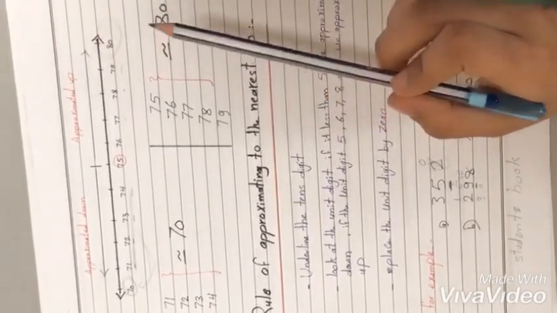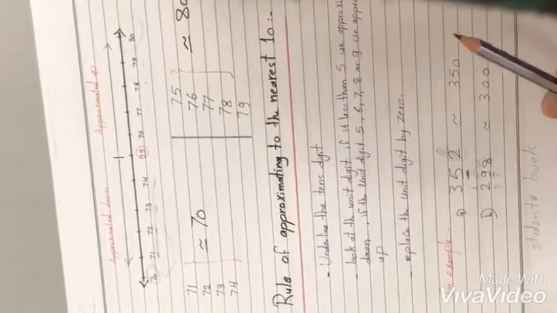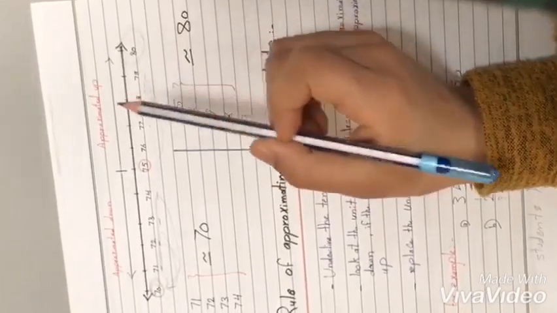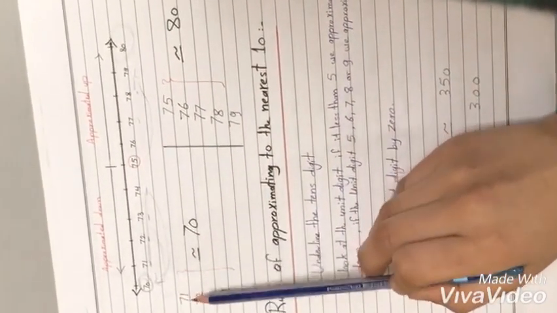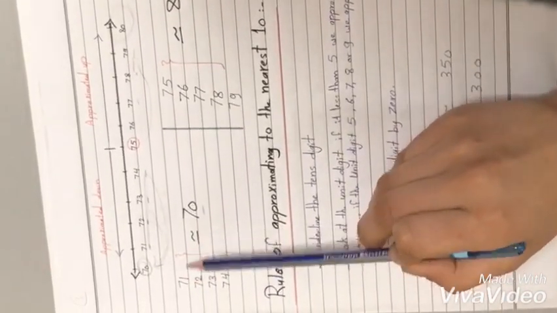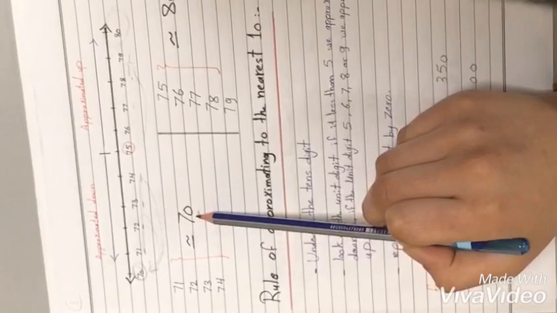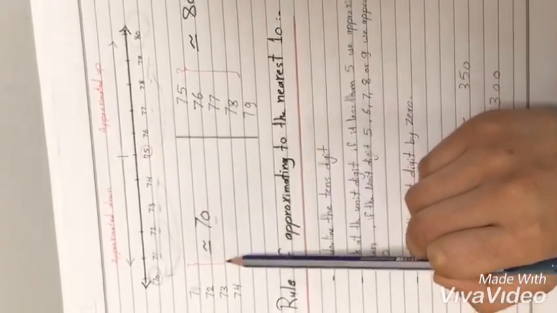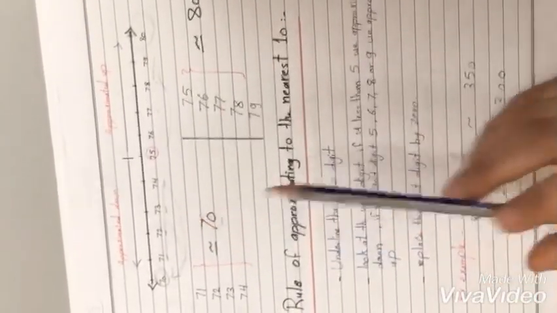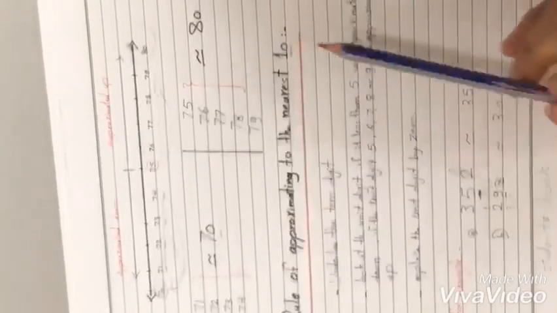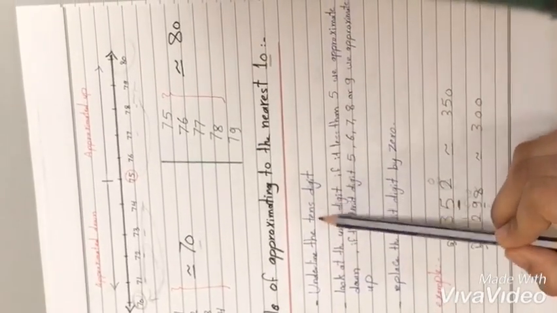So I have two kinds of approximation, approximated down and approximated up. Approximated down, 71 approximated down to 70. So 71 goes to the smallest. 71 approximated to 70, that means approximated down. 72 approximated to 70, that means approximated down, and so on. Now I want to deduce the rules of approximating to the nearest 10. The first rule, underline the tenth digit.